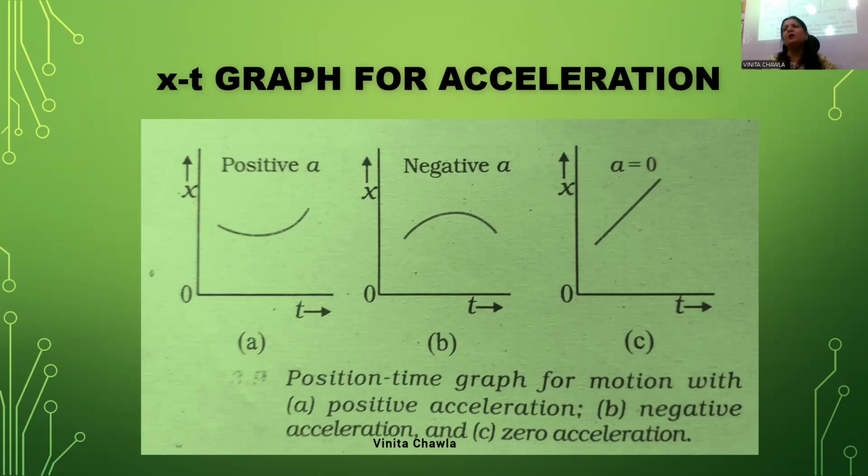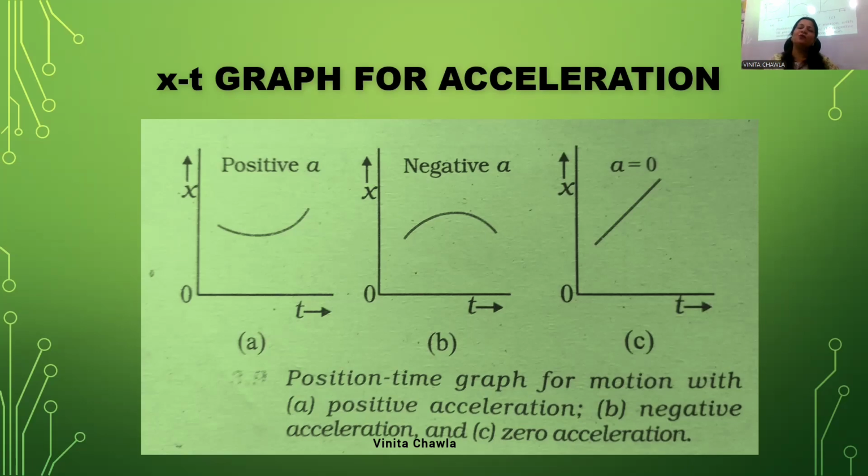What if I want to relate position and acceleration? How are they related? You have done 3 equations of motion, right? What are those 3 equations? S is equal to ut plus half at square. V square minus u square is equal to 2as. V is equal to u plus at is the first equation.